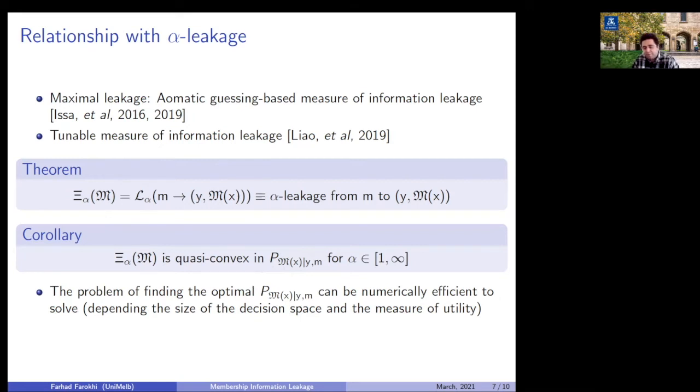a numerically efficient problem to solve, depending on what kind of measures we use for the utilities that measure convex or not, and the size of decision space. So because we are dealing with discrete variables, there is quite a lot of them, and if you're looking at small alphabet sizes, then this problem could be potentially numerically efficient to solve.